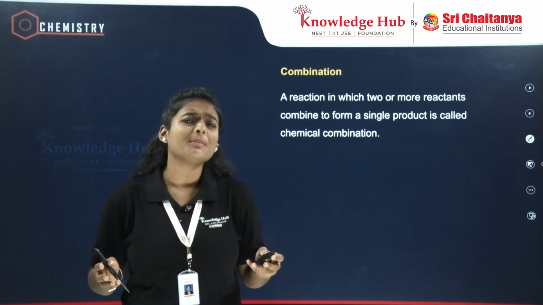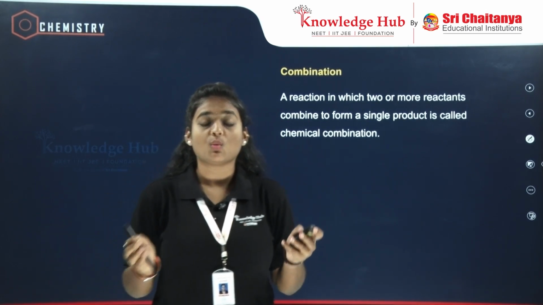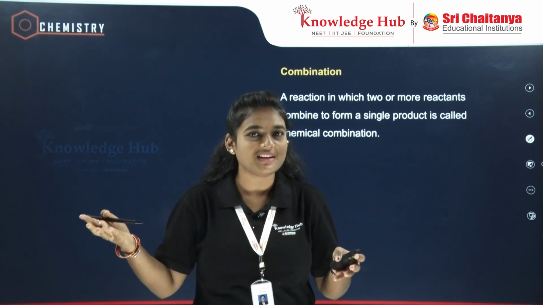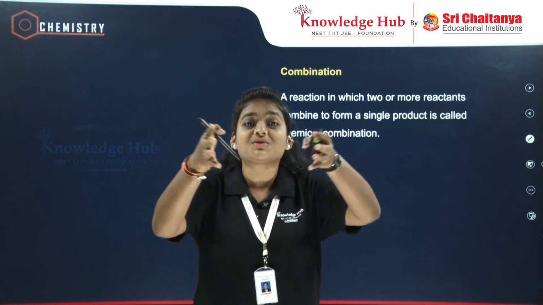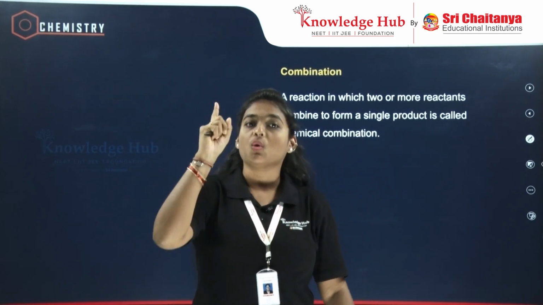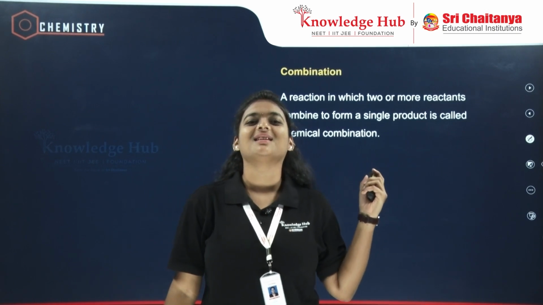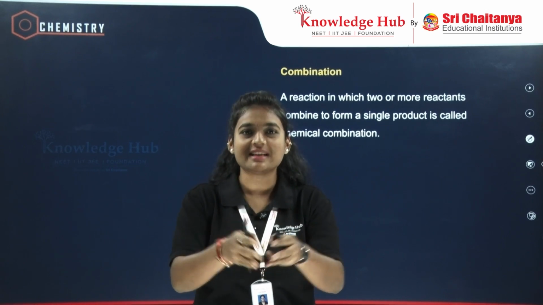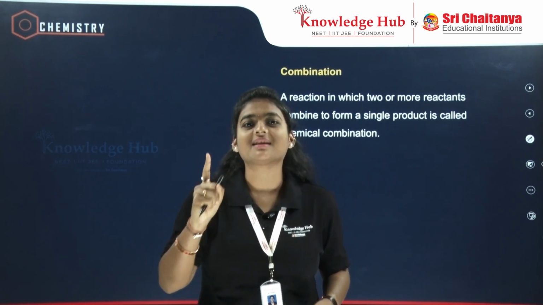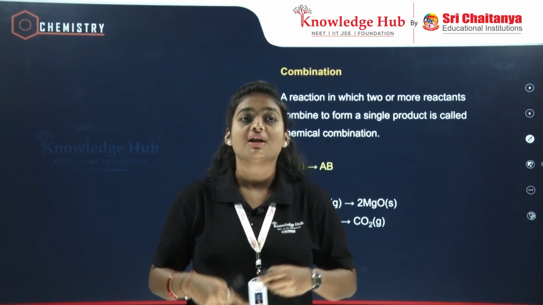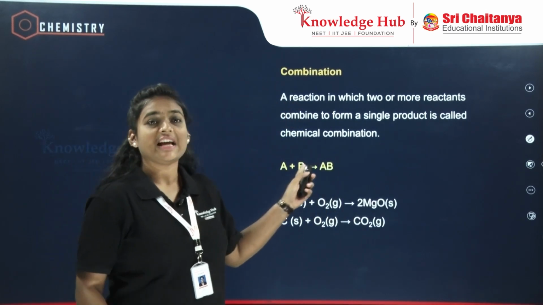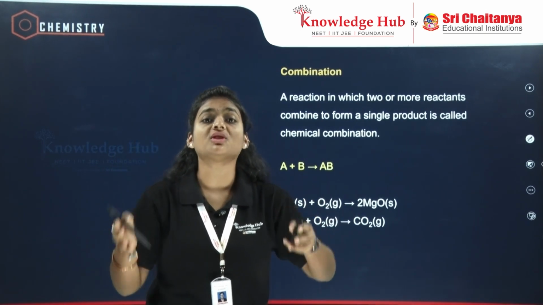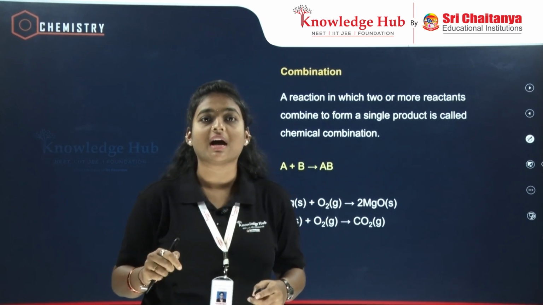What do you mean by combination reaction? Just go to your mathematics. What do you mean by the word combine? Combining is mixing two things, forming something. The same thing here. When two substances are combined to form one single product, it is called a combination reaction. We represent the reaction as A plus B gives AB. A is one substance, B is another substance. Both react to form one single product, which is AB.